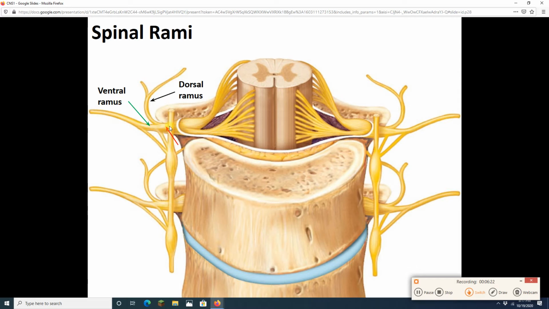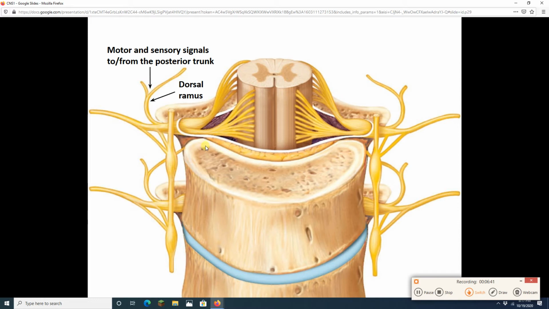Now, as we're going to notice, the ventral ramus is going to be more important because there's not that much stuff behind a spinal cord. Think about where the spinal cord is. There's not that much stuff behind it, right? So the ventral ramus is going to be more key. Okay, those are my two branches of my spinal cord.